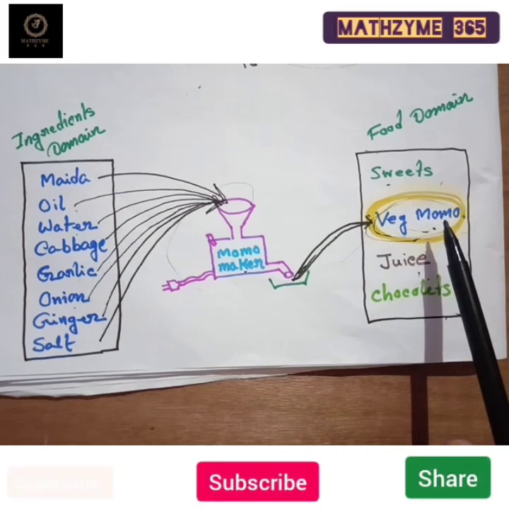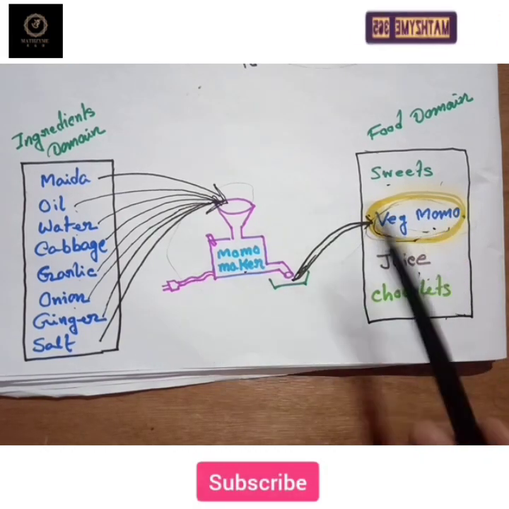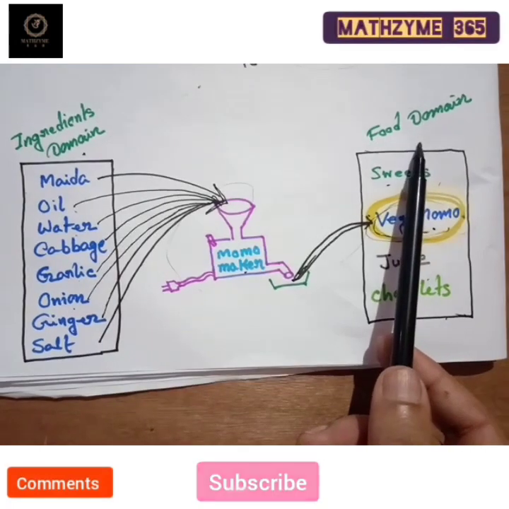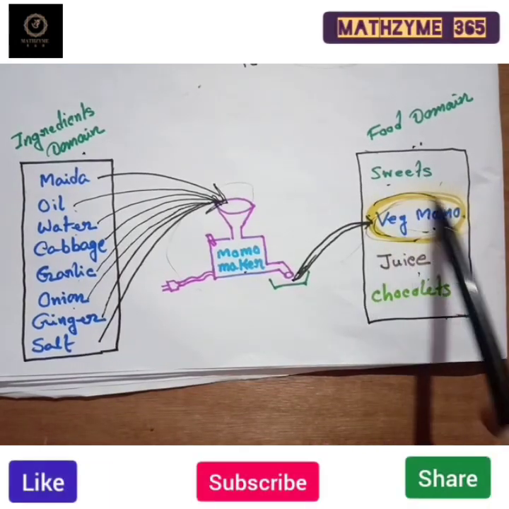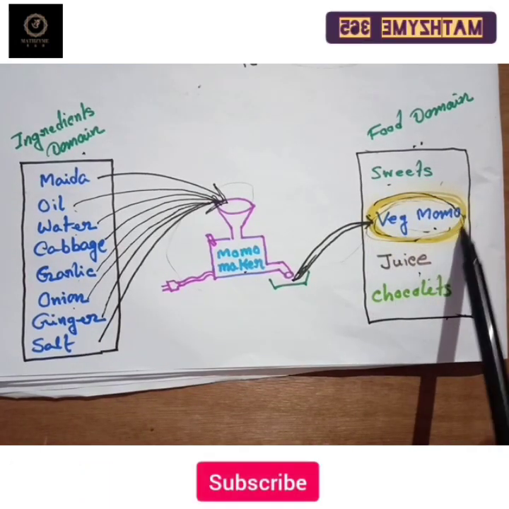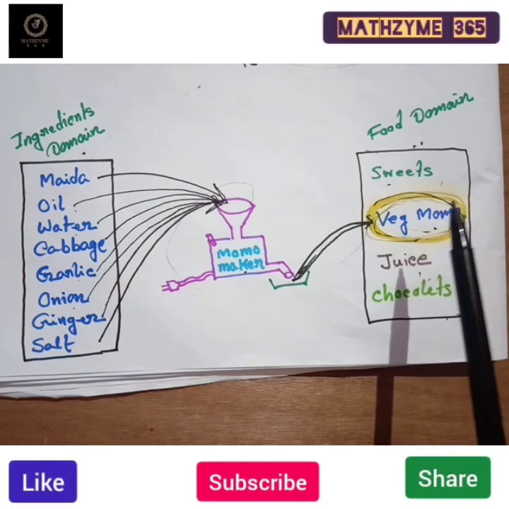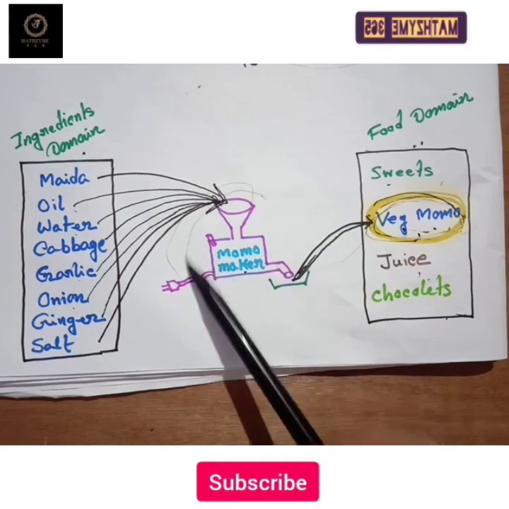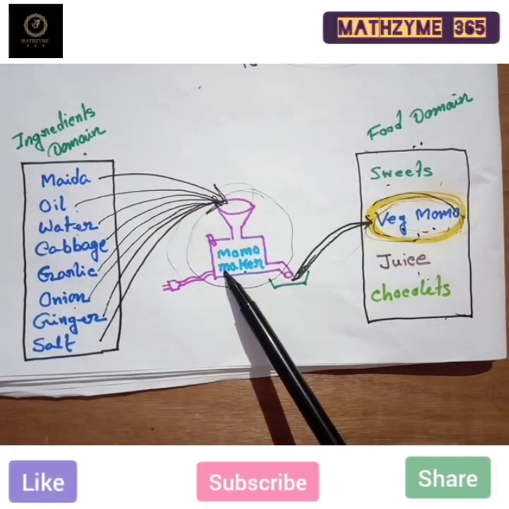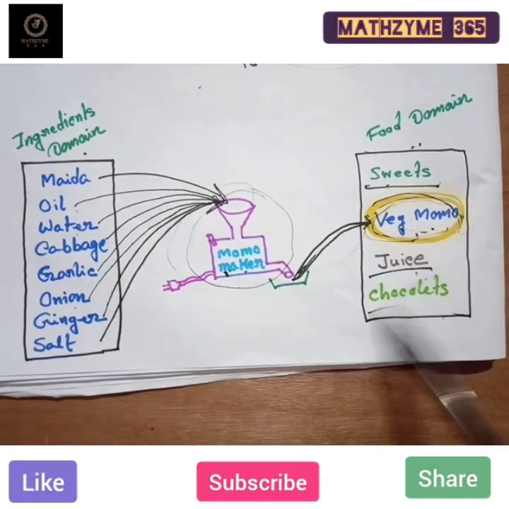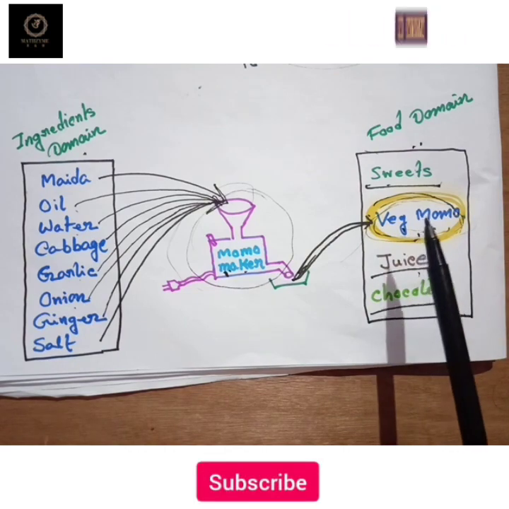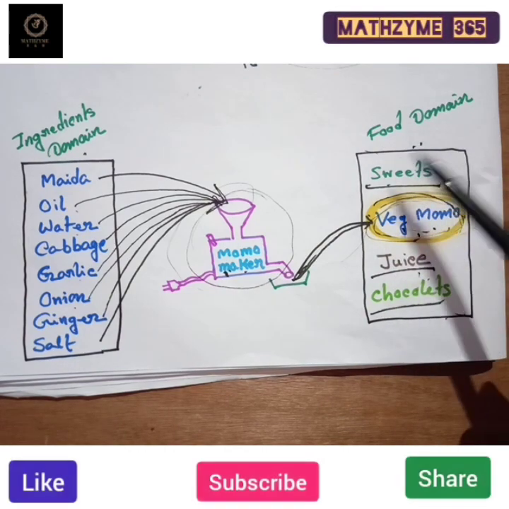Okay. Here there are two domains: the ingredient domain and the food domain. And also there is a domain which is veg momo. This is a special domain. Why special? Because this veg momo is made under this machine only, and the sweets and juices and chocolates are different, but they are all in the food domain.